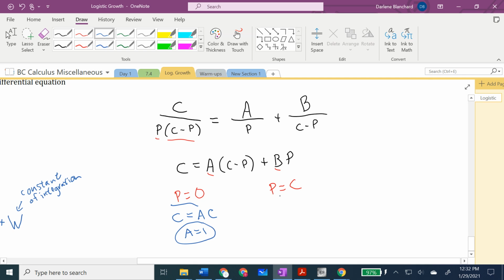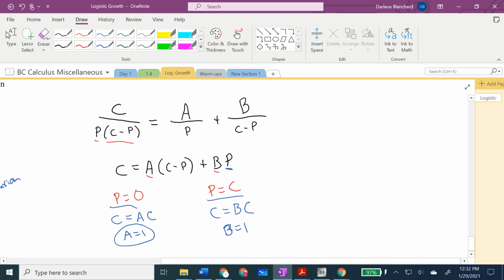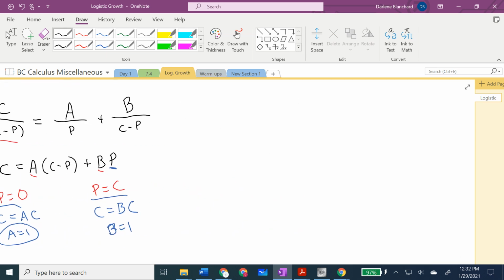Moving on, if I replace my p's with c's, I will get c equals 0 and then b times, replace that p with a c. And oh my goodness, b is 1 as well. What the heck did my computer just do? And beautifully, b is equal to 1. Just too pretty. Now I'm going to rewrite the integrand 1 over p plus 1 over c minus p, and we're going to integrate.